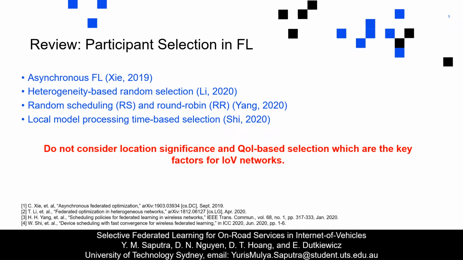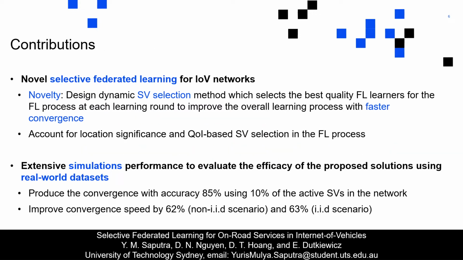However, these existing works do not consider location significance and quality of information-based selection, which are key factors for IoV networks. So our main contribution in this paper is to propose a novel selective federated learning for IoV networks. We design a dynamic SV selection to select the best quality FL learners at each learning round to improve the overall learning process with faster convergence.